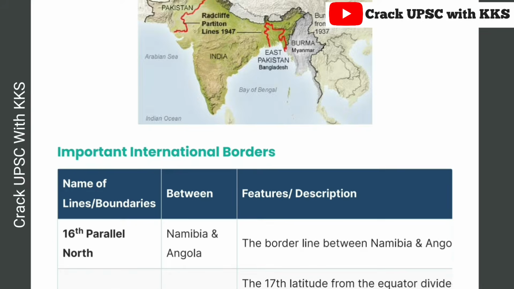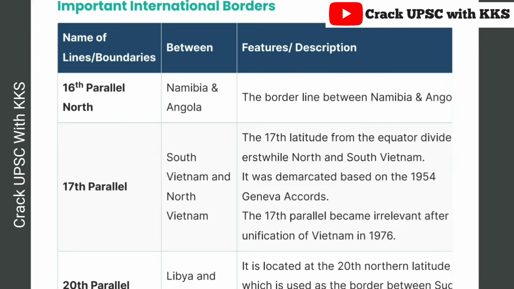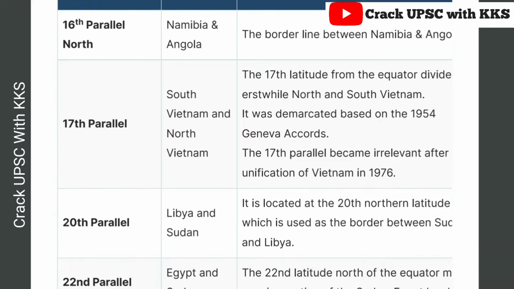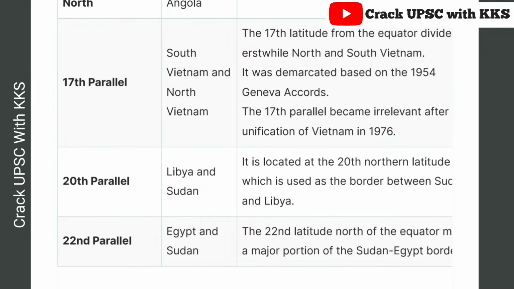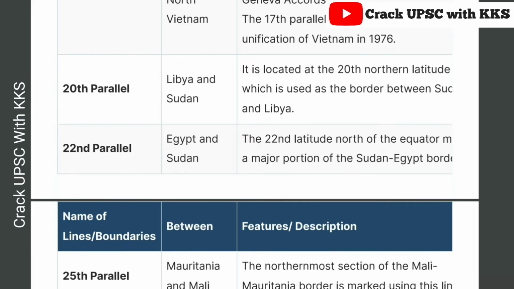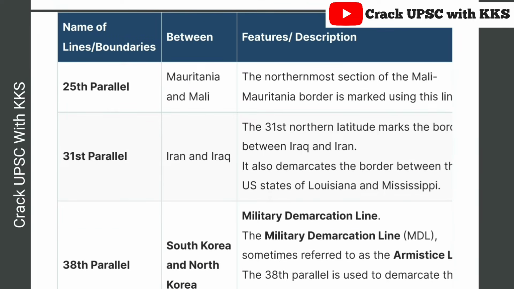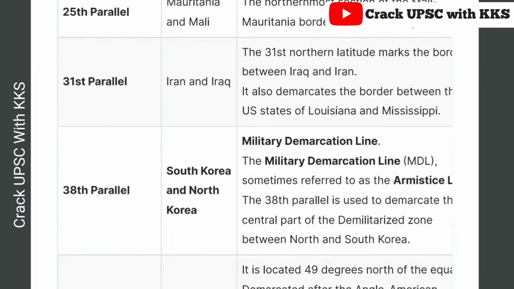And let's see, first one is 16th parallel line. It is between Namibia and Angola. Then 17th parallel line, South Vietnam and North Vietnam. Then 20th parallel line, it is between Libya and Sudan. 22nd parallel line between Egypt and Sudan. 25th parallel line between Mauritania and Mali. 31st parallel line, Iran and Iraq.